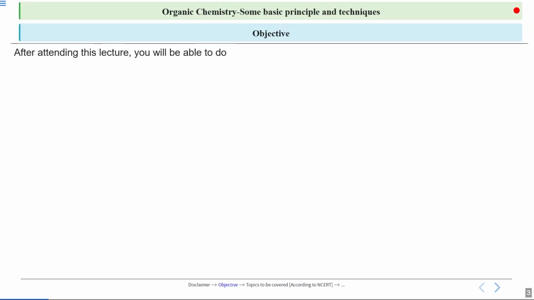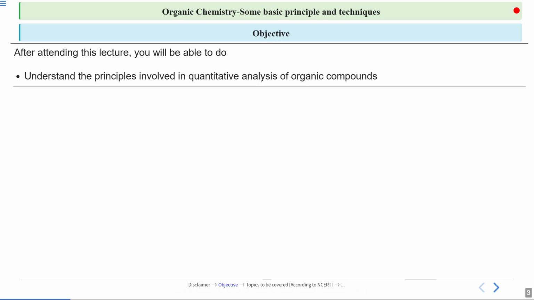Once you have attended this lecture, you will be able to understand the principle involved in the quantitative analysis of organic compounds. We have already started with this, so we will continue with the remaining elements.